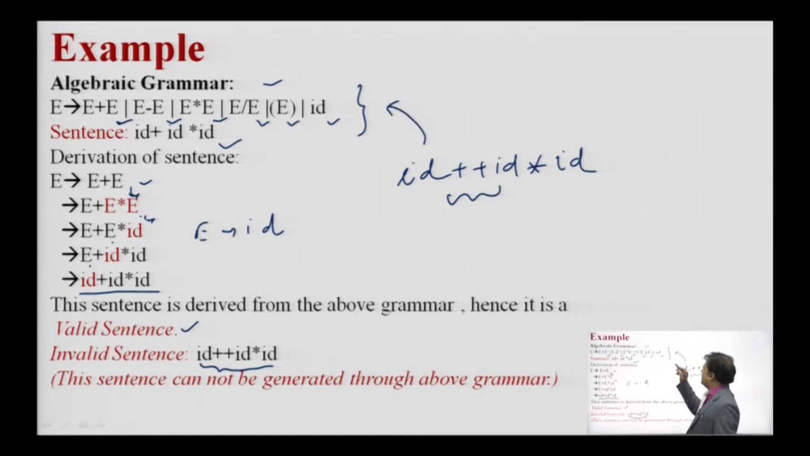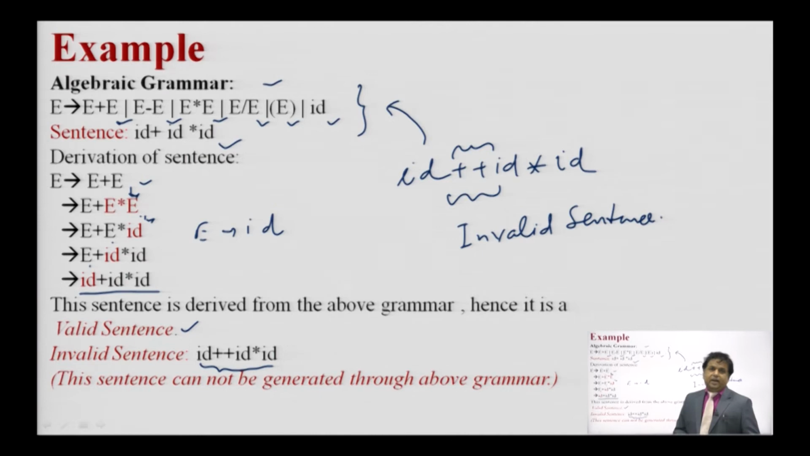This sentence cannot be derived with the help of this grammar, because there are two continuous plus signs. So, this cannot be derived in any case. So, this sentence is called an invalid sentence. The job of the grammar is to validate the correctness of the sentence, or to find out the error in the sentence. That means, whether the sentence is correct or not.